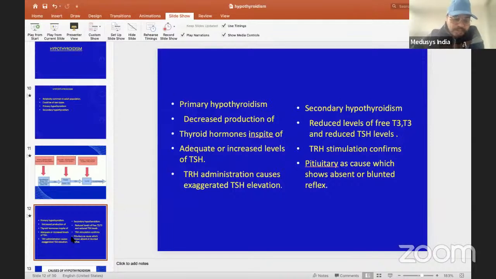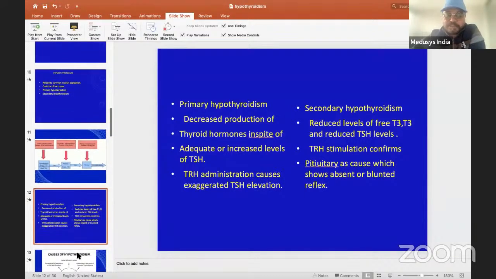Secondary hypothyroidism is because there are reduced levels of T3 and T4, and there are reduced TSH levels. TRH stimulation confirms that the origin of the thyroid disease is the pituitary because it shows an absent or blunted response to the TRH stimulation.